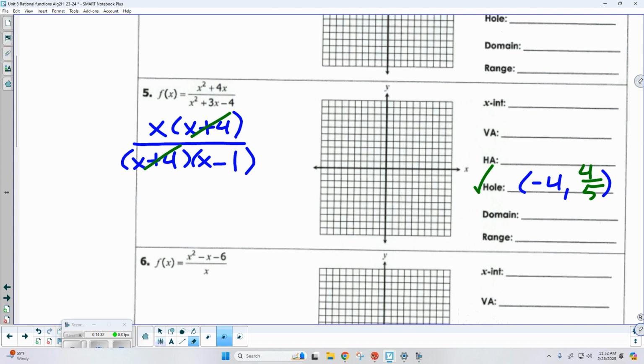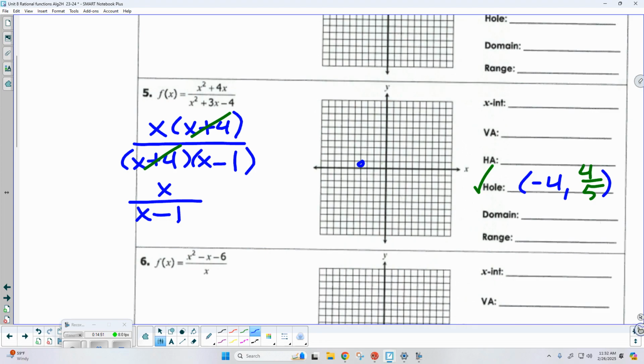So we already know that we're going to have x over x minus 1 is all that's left. We've already got the hole, so let's go ahead and locate that. Negative 1, 2, 3, 4. So the hole will be right about here: negative 4 and then 4/5. So it's almost 1.